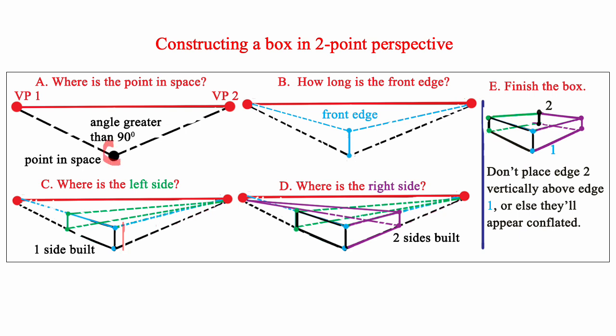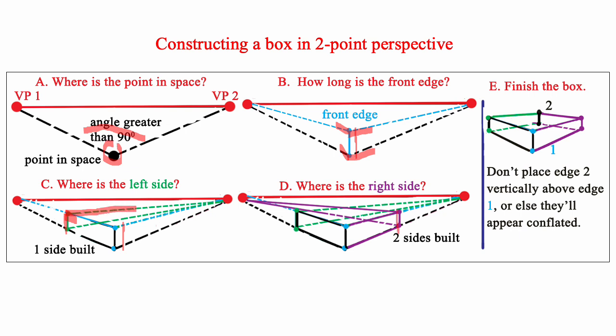Start with a point of space between the two vanishing points so that the angle here is greater than 90 degrees. Then determine where you want the front edge to be and connect both the top and the bottom to both vanishing points. Next, find the one side within these converging lines and connect it to the other vanishing point.